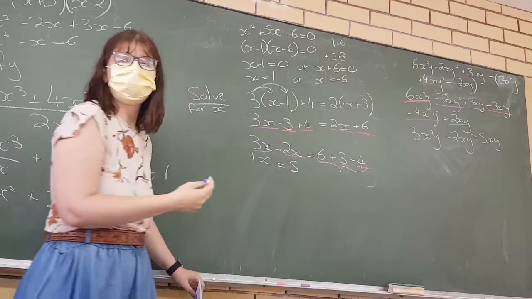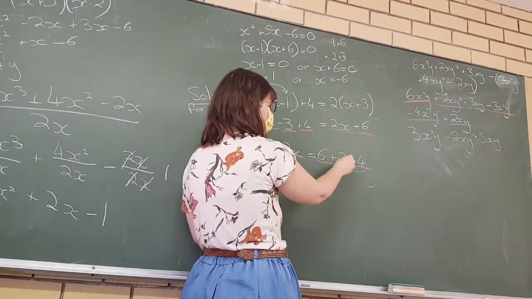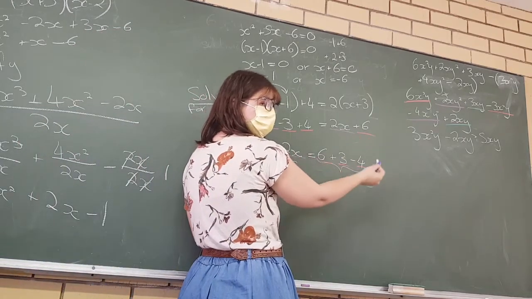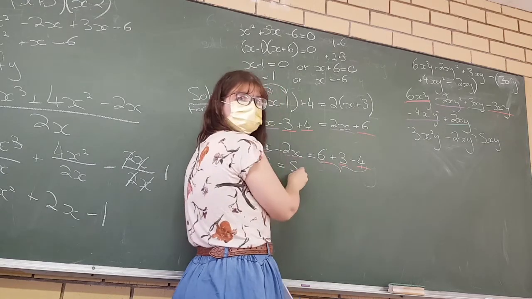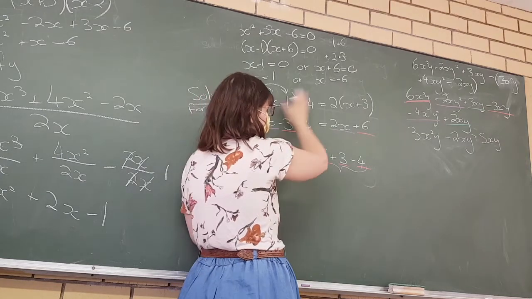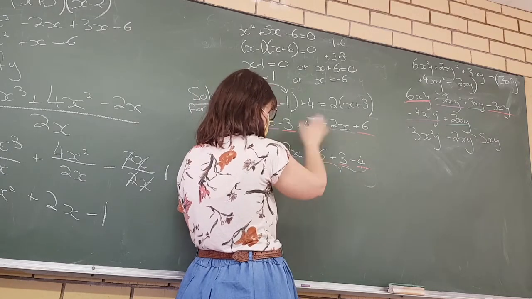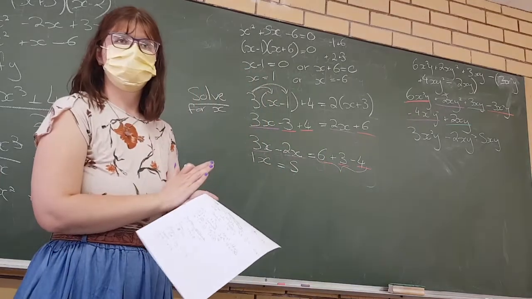Or I can write it. It's fine if I write the 1. And then here I have 6 plus 3 gives me 9. 9 minus 4 gives me 5. Okay. So after I've taken my red over to one side and my purple over to the other side, I just added and subtracted my numbers as they are written here.